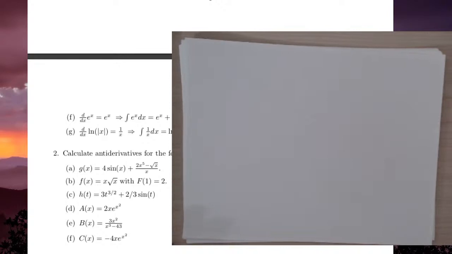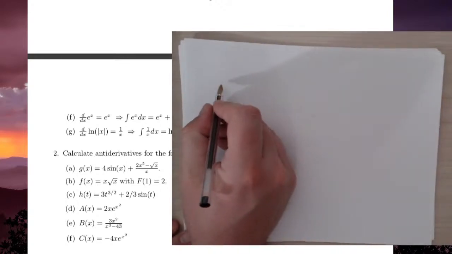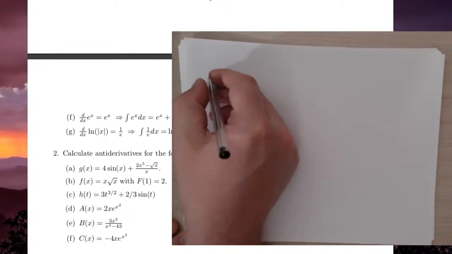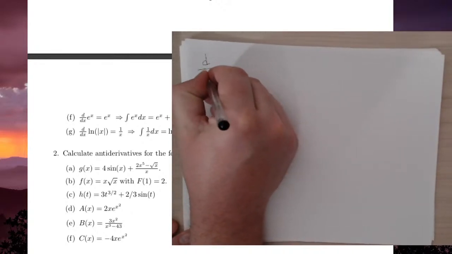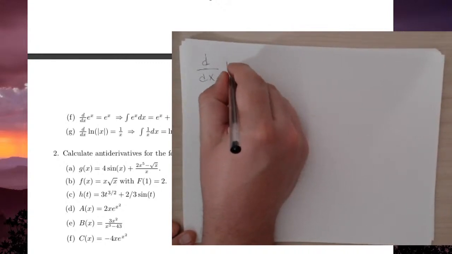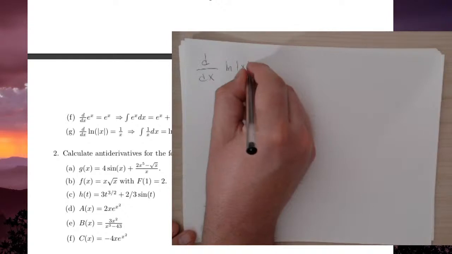So suppose, let's try and figure out the derivative. This is important because we're going to have to talk more about the chain rule here in a second, of the natural log of the absolute value of x.